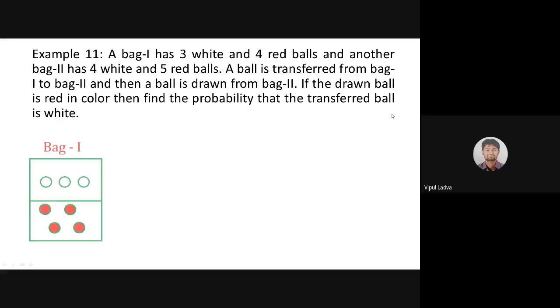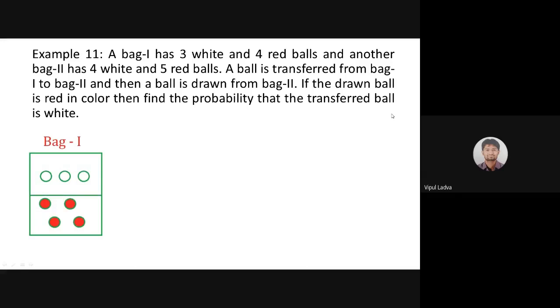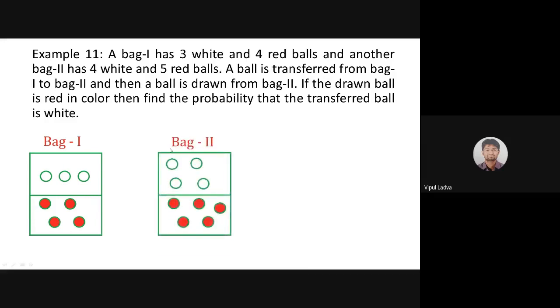Now, quite simple, but you will be in need of a little time, surely. I'm not going to explain the solution, but let me give you some pictures that will help you. This is bag 1. Observe, in bag 1 I am having 3 white balls and 4 red balls. So bag 1 is having a total of 7 balls. This is bag 2 containing 4 white and 5 red balls.